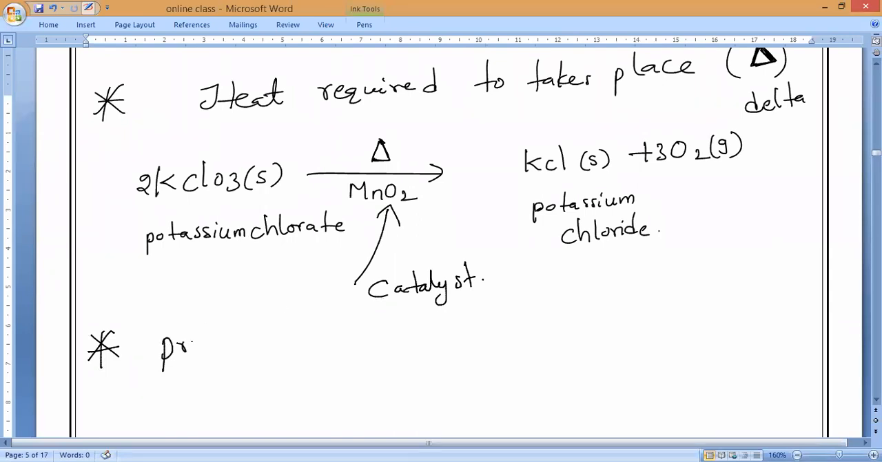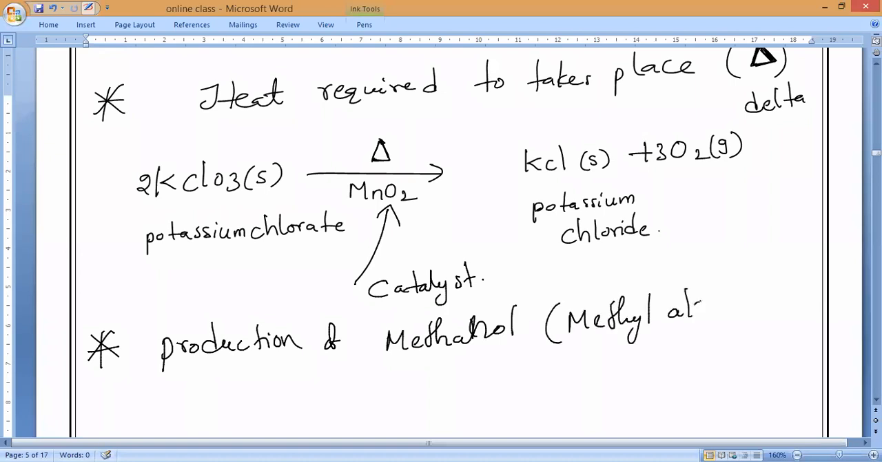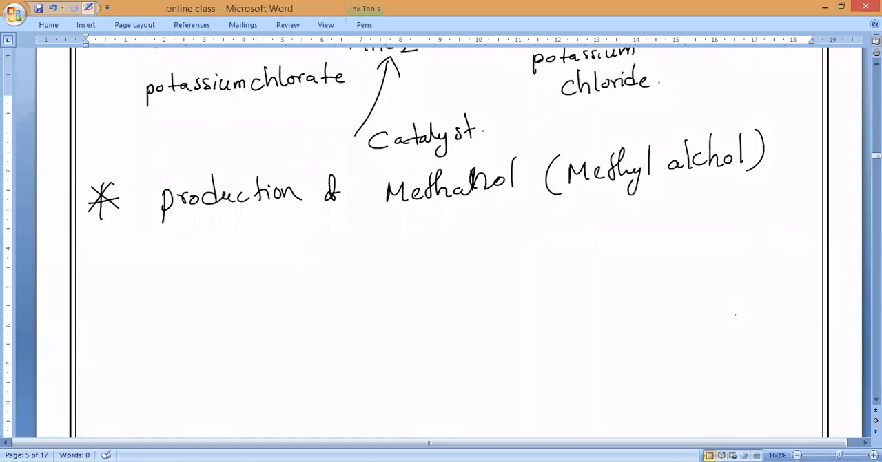Production of methanol. Methanol we can also call methyl alcohol. So now let us see how to produce it. If you want to produce methanol, we need two substances. One is carbon monoxide. What is the carbon monoxide formula? CO. Understand, everyone?